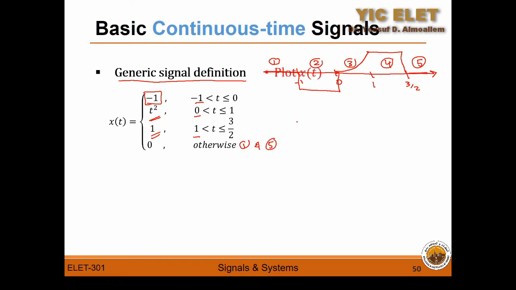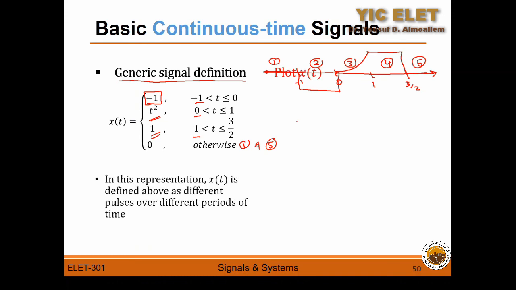So this is how we plot this function, and in this representation, x is defined as different pulses over different periods of time. So there are certain definitions for each period of time. So we put in segments, periods of time, and then we define this function accordingly. By this, we conclude this lecture.